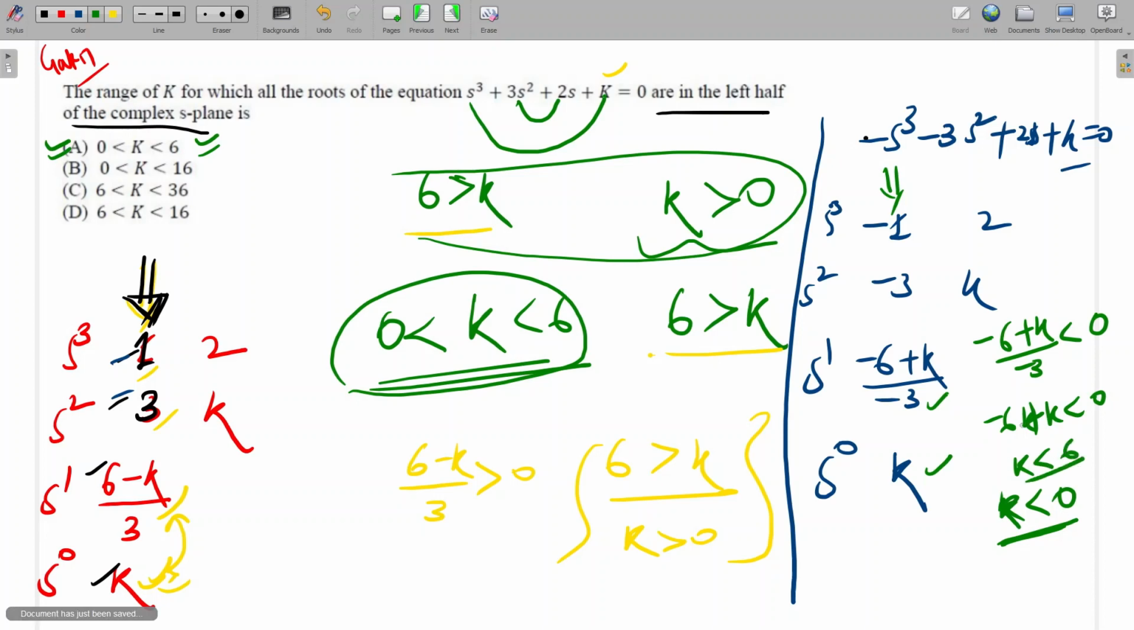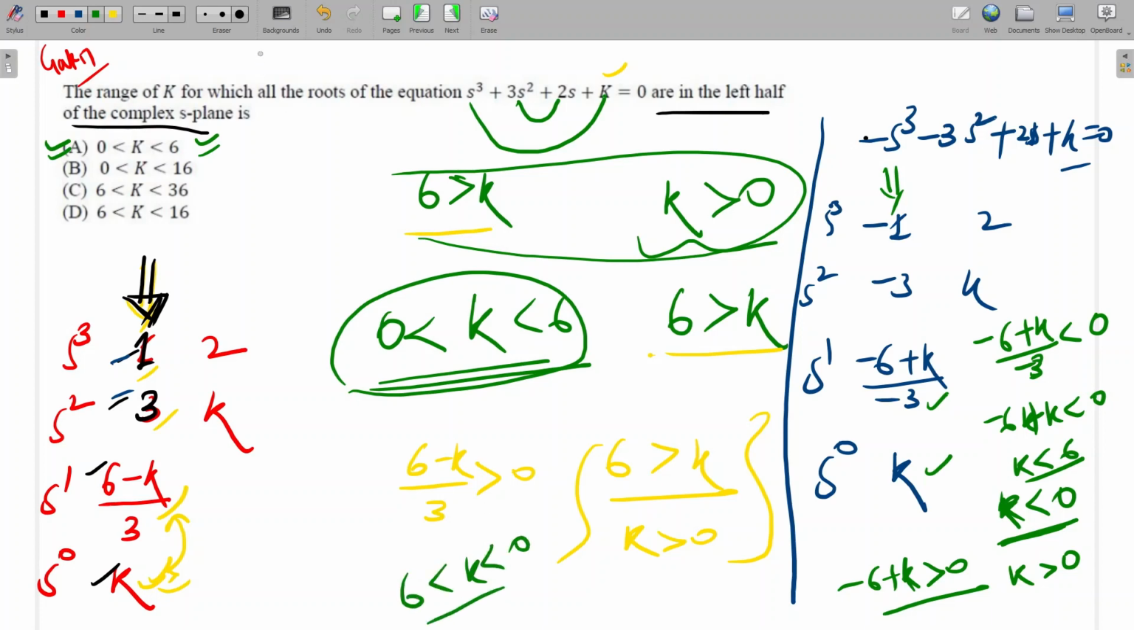Maybe I am making some mistake here. Minus 3 is there. I think the inequality will change here, because if I multiply both sides by minus 3, then minus 6 plus k will be greater than 0, I think. And k will be greater than 6. So k greater than 6 and less than 0 for this case. Normally this kind of question will not come; I just gave it for analysis. The only rule is all signs should be the same.